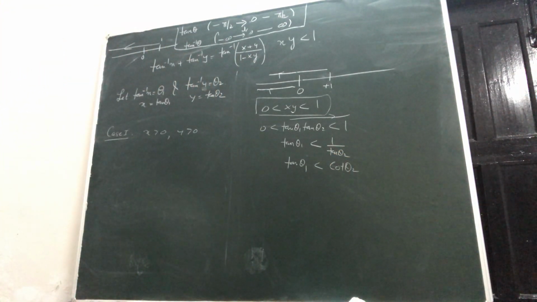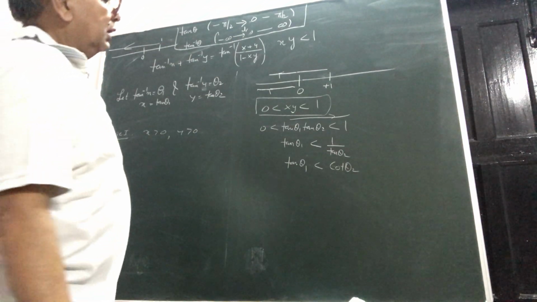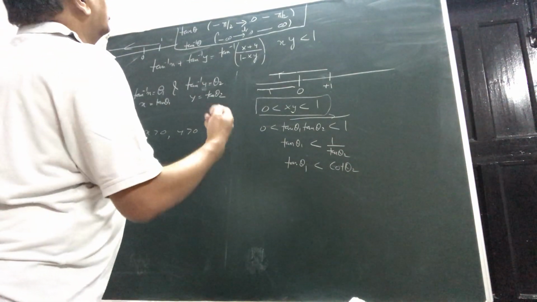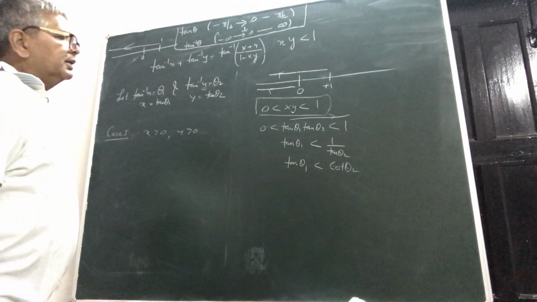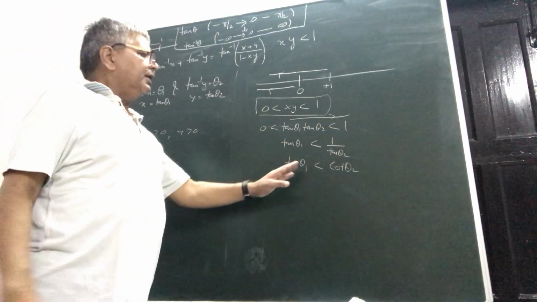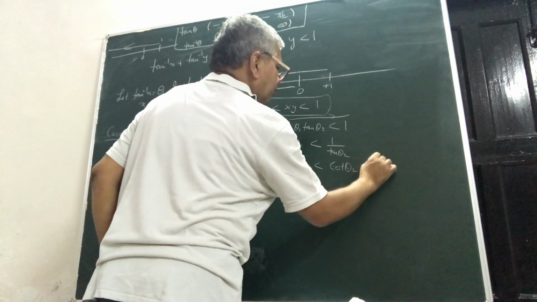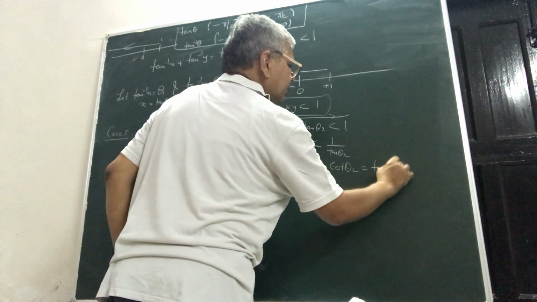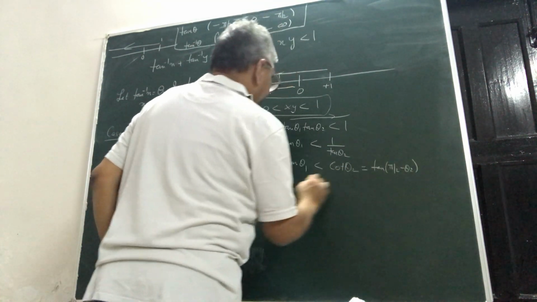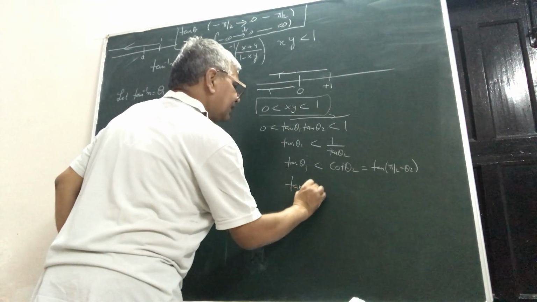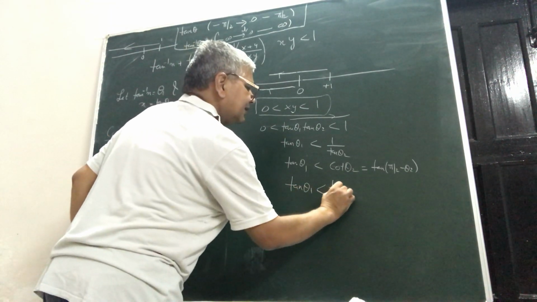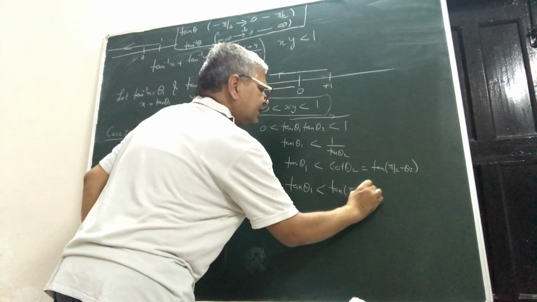Fine. Now, how does it prove the result? Cot theta 2 we can well write as tangent of (pi by 2 minus theta 2). So you got a very important result: tangent theta 1 is less than tangent of (pi by 2 minus theta 2).